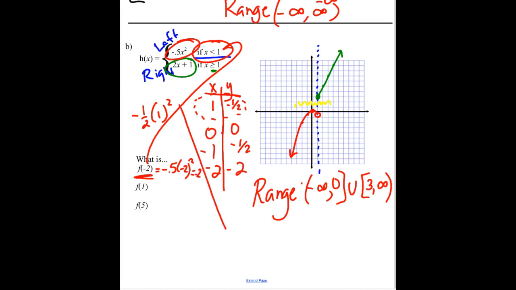All right. What if we want f of 1? That's where my break changes. Which one do I move to? I need to move to the bottom one, the one on the right-hand side. So I'm going to have 2 times 1 plus 1, which is 3. Does that fit my picture? 1, 3. I have a dot there. Okay. And then f of 5, which one do I use? The one on the right. So 2 times 5 plus 1, we should be up at 11. Okay?